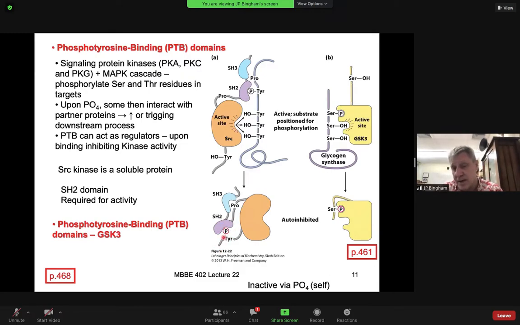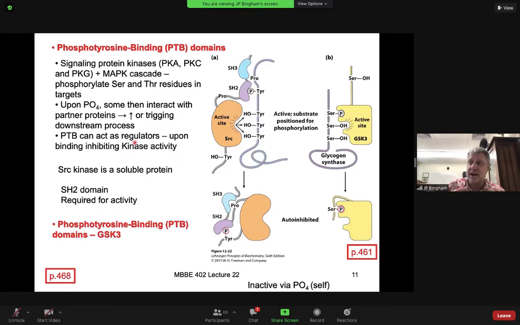Dephosphorylation of that tyrosine will bring it back to its active form, allowing it to interact with the substrate. So that substrate has to be phosphorylated in that particular position. Upon phosphorylation, we get interactions with partner proteins, or we trigger an increased mechanism downstream. Now, the interesting thing is that these phosphotyrosine binding domains act as regulators, and we're going to see this with a various number of enzymes.